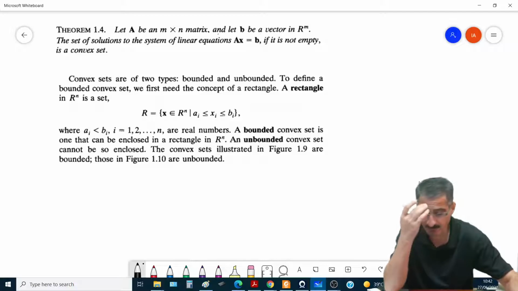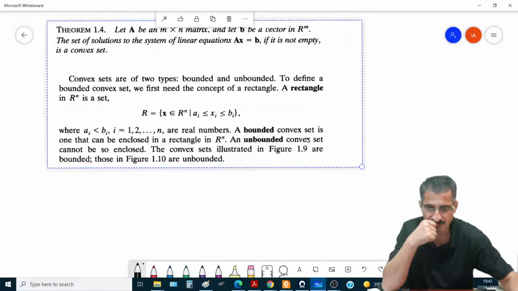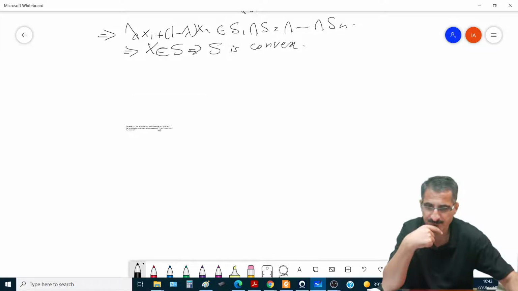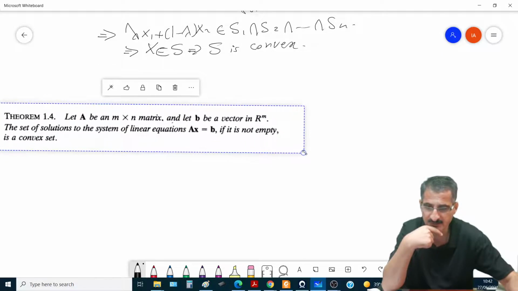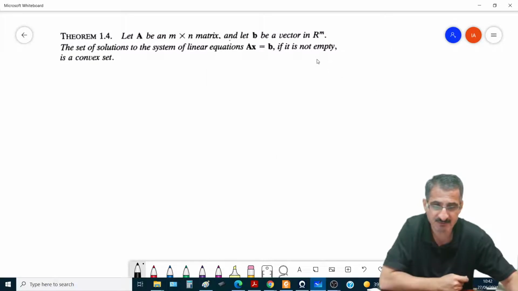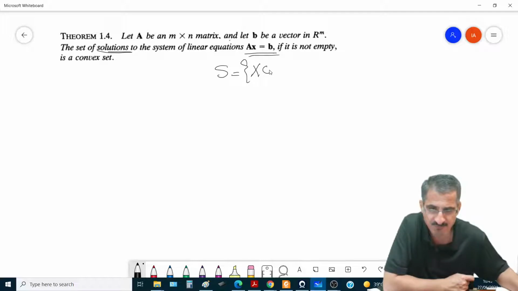Okay, now we want to give an example of convex sets, one that you used to work with in linear algebra, which is the solution space of any linear system. Here we go. Let A be an n times n matrix and b a vector. Take all the solutions together. That means S equals all vectors in Rn that satisfy this system. S is convex.